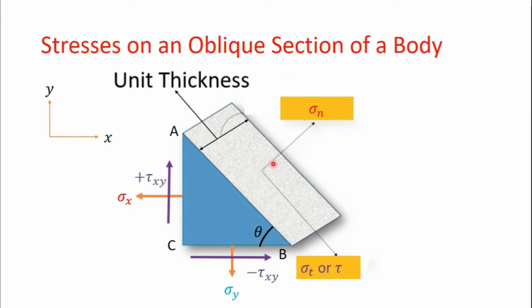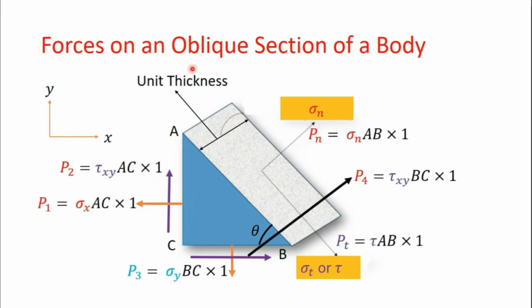And since we do not know, again I am repeating, we assume that there is a perpendicular stress on the surface, sigma n, and a tangential stress on the surface, which is sigma t or tau. Now the forces on an oblique section of a body, as you can see: P1 equals sigma x AC into 1, P2 equals tau xy AC into 1, P3 equals sigma y BC into 1, P4 equals tau xy BC into 1, Pn equals sigma n AB into 1, Pt equals tau AB into 1.